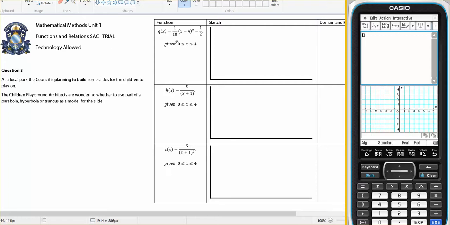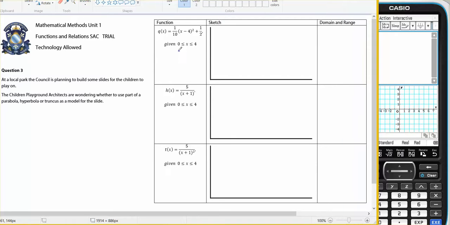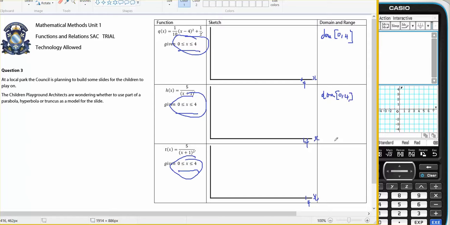So the first thing I notice is that they've all got restricted domains, and they've got the same restricted domain from 0 to 4. So obviously the slide's going to be 4 metres long. So I'm going to make that 4, and I'm going to make it the same 4 for each of them so that I can compare the slides. So that's x, that's x, that's x. So I can do the domain and pick up an easy mark. Oh, how good is that? Picking up easy marks like that.